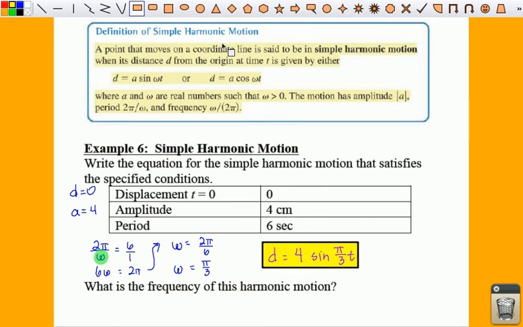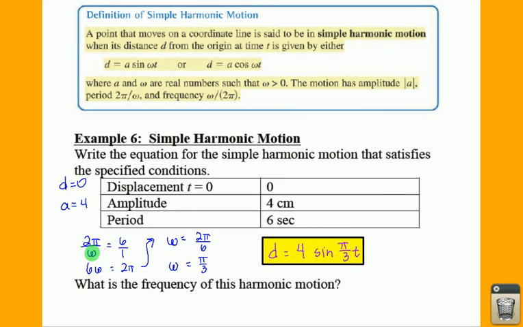Now, if we want to figure out what the frequency of this harmonic motion is, well, we got to think back. Frequency is equal to w over 2 pi. So w is pi over 3. So if we have pi over 3 divided by 2 pi over 1, that ends up giving us 1/6. So there are 1/6 of a cycle per second.